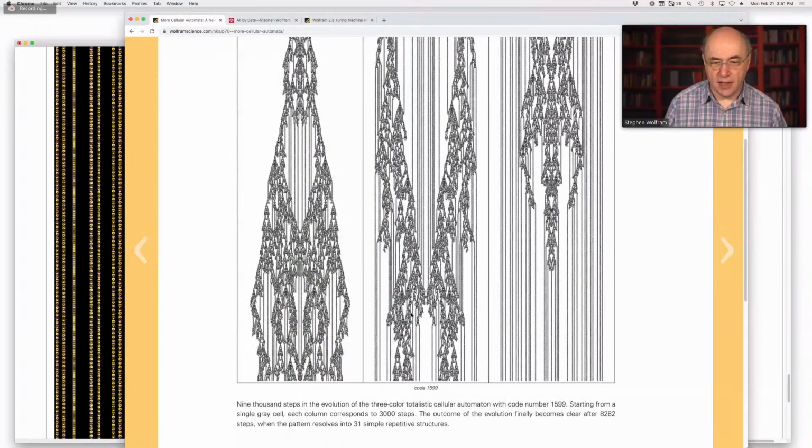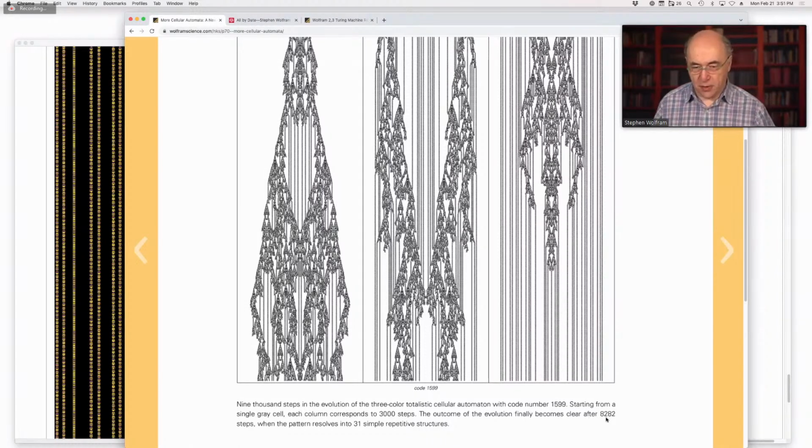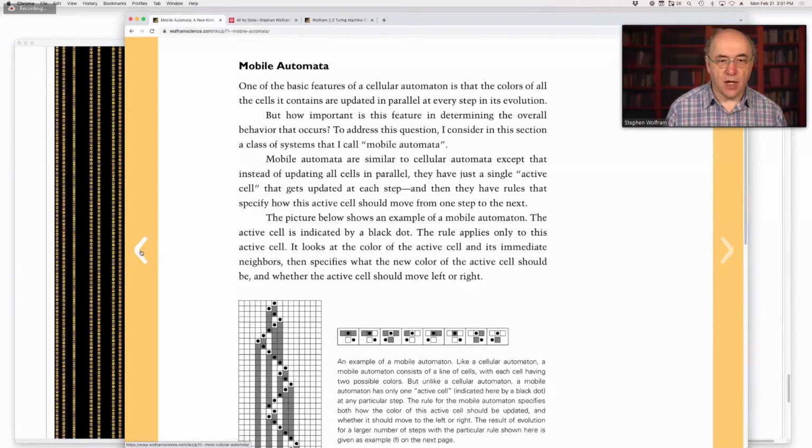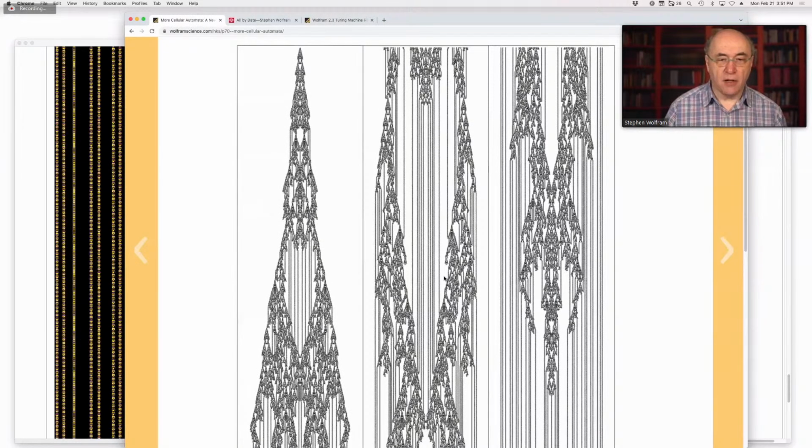I think in the NKS book, it says the outcome of evolution finally becomes clear after 8,282 steps, when the pattern resolves into 31 simple repetitive structures. All that from code 1599. Okay, so we're kind of learning in cellular automata, very complicated behavior from very simple initial conditions.